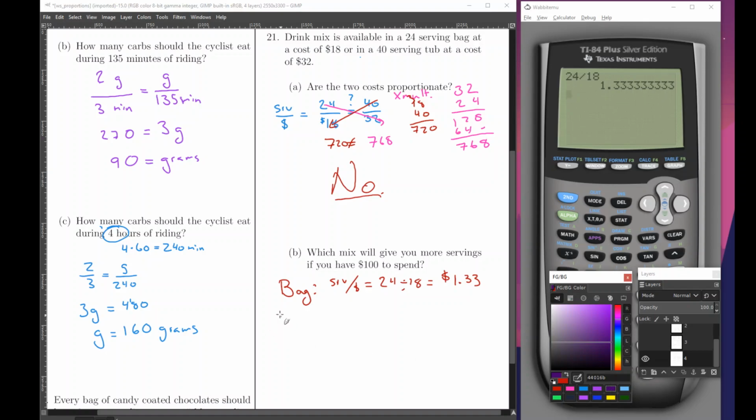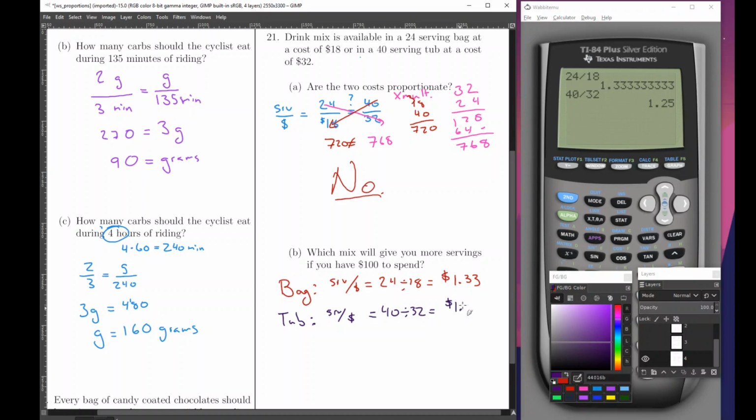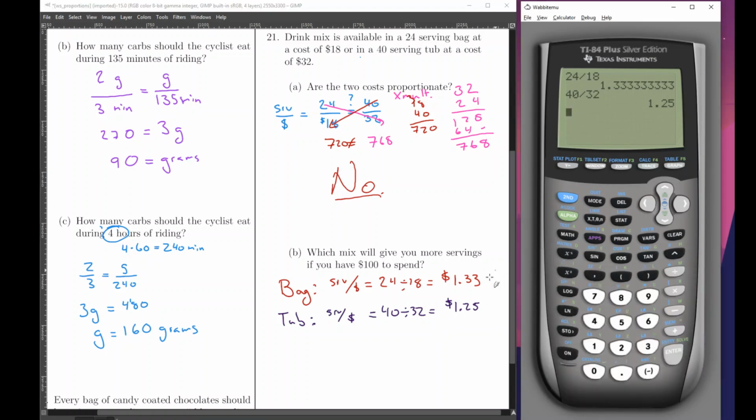Then, if we want to do this with the tub, that's going to be 40 servings for $32. That turns out to be 40 divided by 32, 1.25 servings per dollar. So this is, or excuse me, servings per dollar. Pardon me. I shouldn't have the dollars out in front there.